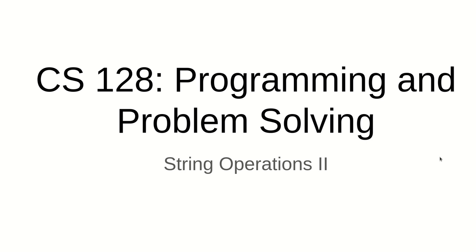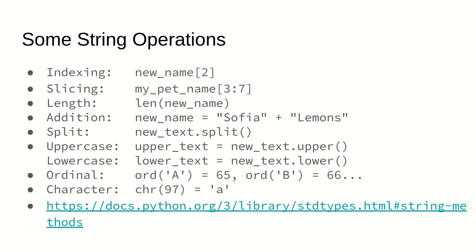Let's take a look at some more things that we can do with strings. Here's kind of an overview of some of the things we've already seen that we can do with strings and some things that we'll take a look at further today. There's also a link down here at the bottom to the Python documentation about string methods, so that you can see that there are actually many more methods that belong to strings, as well as what we'll discuss here.